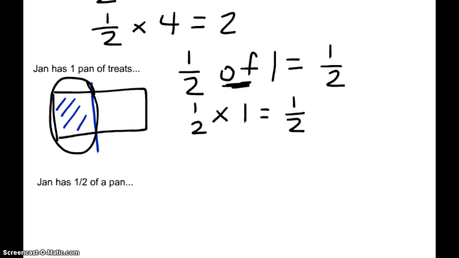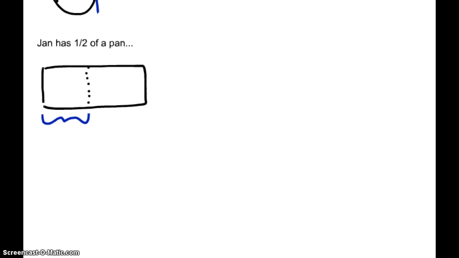Now I want you to write this next part down. What if Jan only has a half of a pan? She still wants to send half to school. What might that look like? Well, let's say this is a whole entire pan. But let's say that Jan only has this much. She only has a half of a pan. What she's going to do is take half of that half and send it to school. So she's only going to send this much to school.